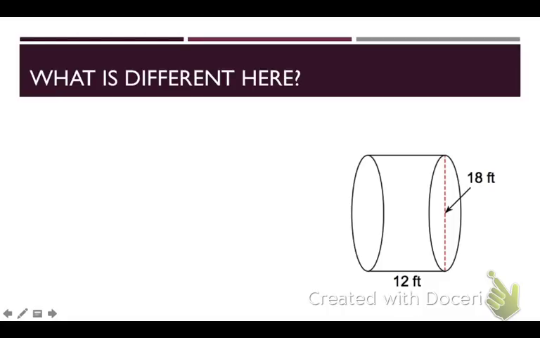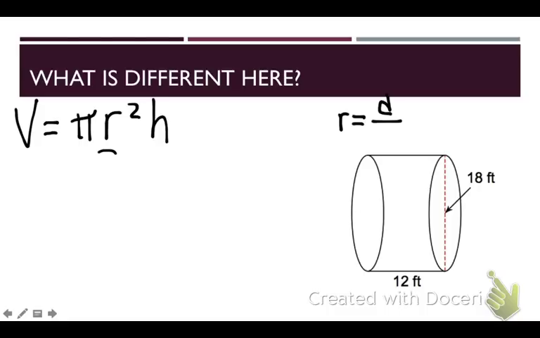Go on to the next example. This time our cylinder is kind of turned on its side, but it's not going to make much of a difference. Our volume is still going to be pi r squared times h. And we need radius. Right now, what this dotted line is showing us is the diameter. So the radius, if you remember, is the diameter divided by 2. So our radius is going to be 18 divided by 2, which is 9.